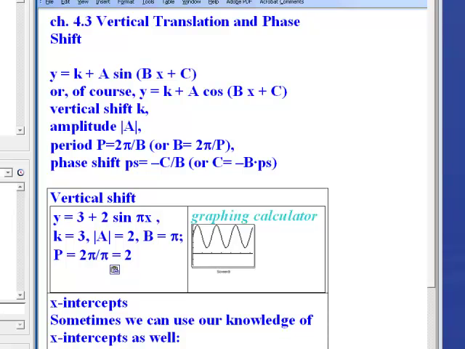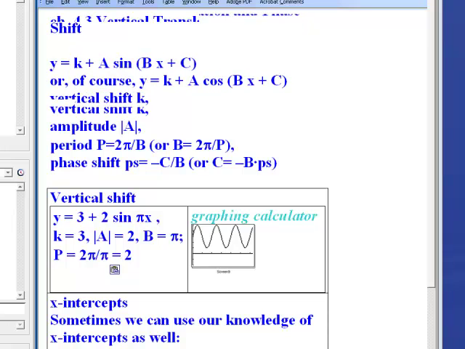But in our case, of course, we didn't have any x-intercepts, because the crests, as I mentioned while graphing it, are 3 plus 2, and the troughs are 3 minus 2, which is the vertical shift plus or minus the amplitude. So they don't touch or cross the x-axis.